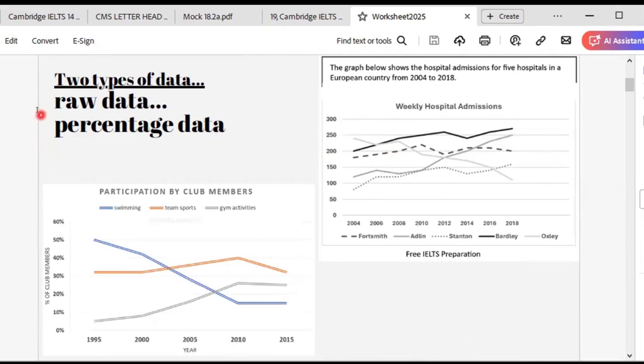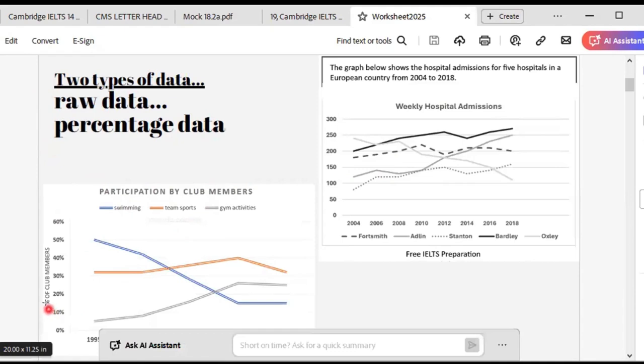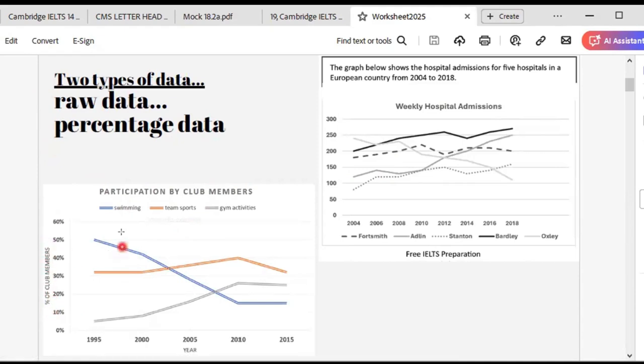Now, your data can be presented as raw figures, or as percentage figures. Those are the 2 ways to present data in IELTS writing. If you look at this first chart on the left side, participation by club members, you can see that they wrote percent of club members. That means they have presented data to us in percentage figures.